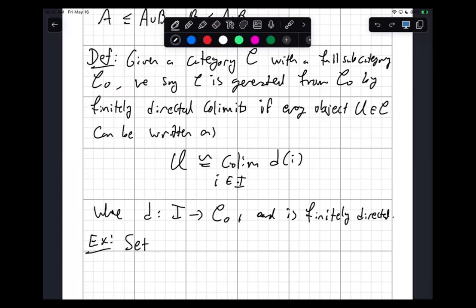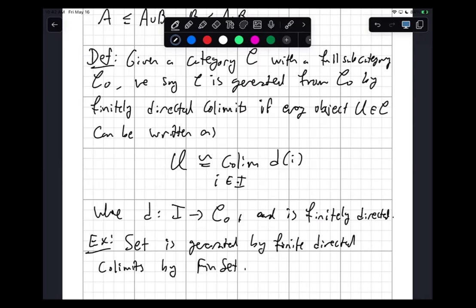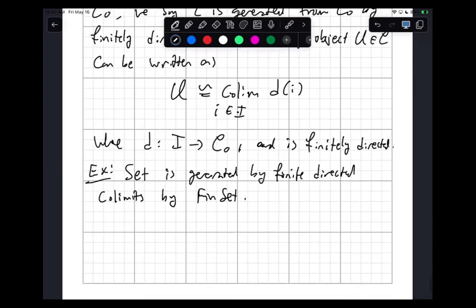Set is generated by finite directed colimits by thin set. So we have this large category. Large categories are annoying to deal with, but we have a small category that generates it by colimits.